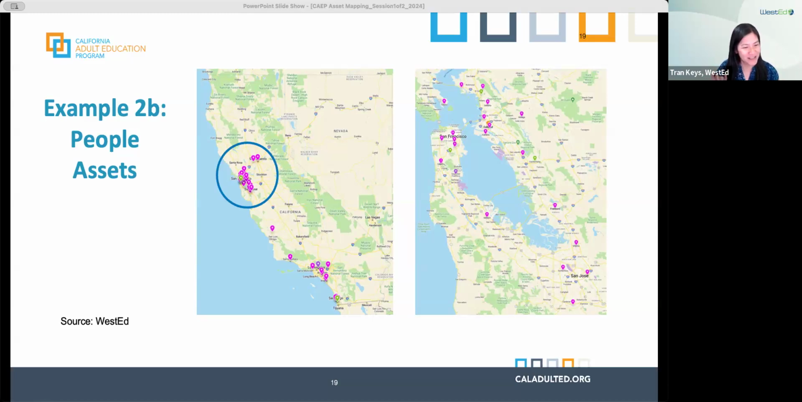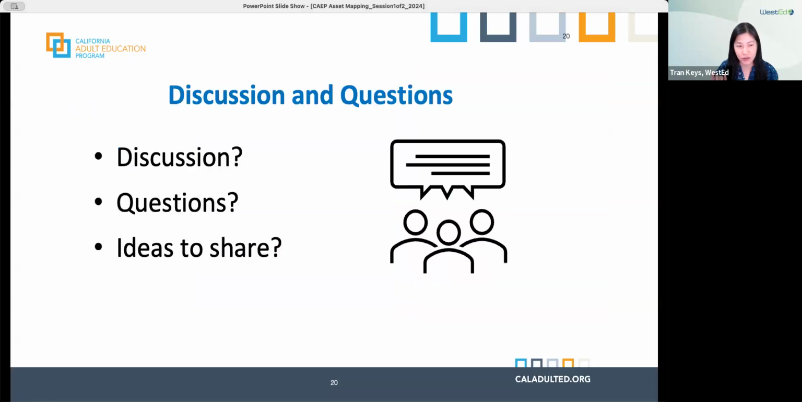But yeah, so I wanted you to see in terms of visuals what a map could look like. And then I think those are the only examples I have. I'm going to turn it over to Greg and Lisa to help us with our discussions and questions.